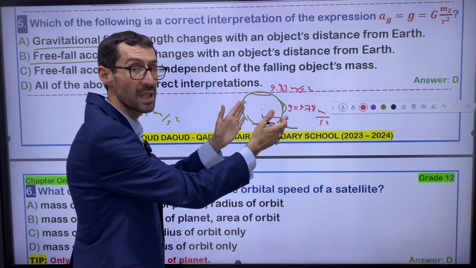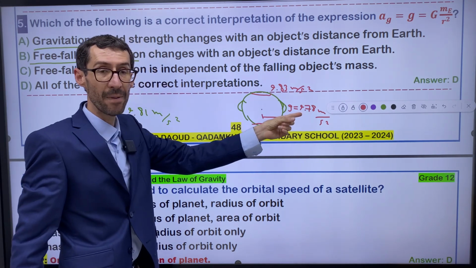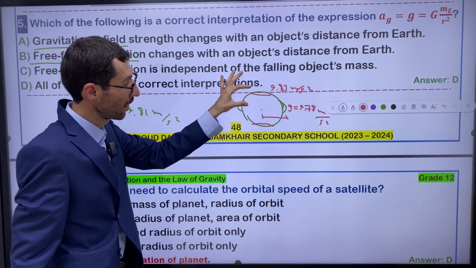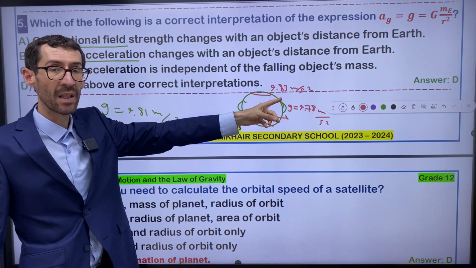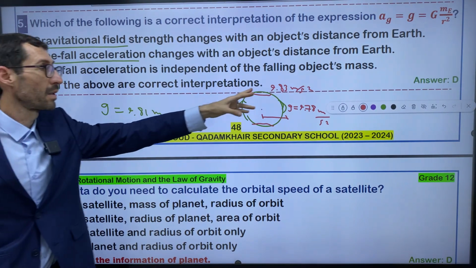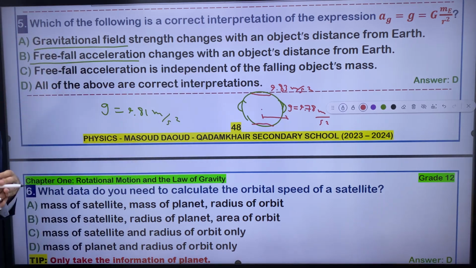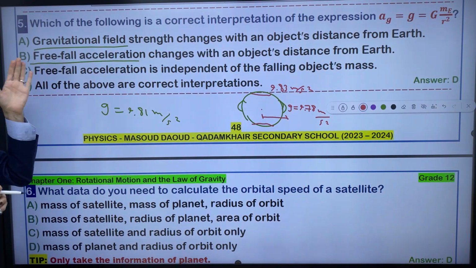The farther the object is from the center of Earth, the less the acceleration due to gravity is, and vice versa. Because the poles are very close to the center of Earth, they have the maximum amount of acceleration due to gravity, which is 9.83 meters per second squared. So B is true as well.